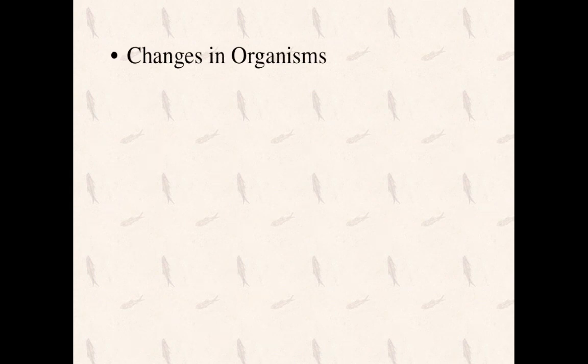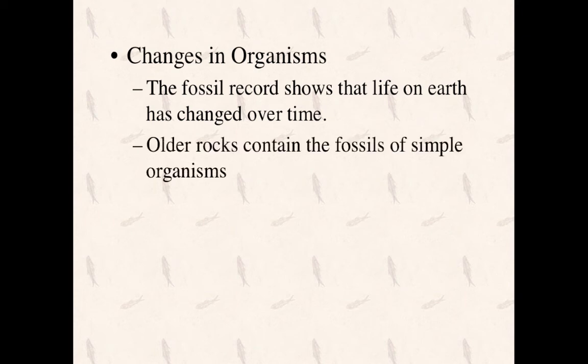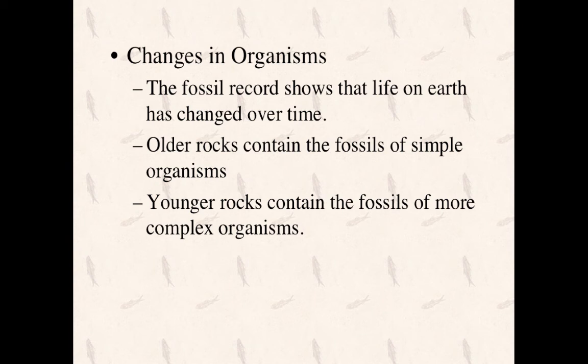Changes in organisms, we see that in the fossil record. The fossil record shows us that life on Earth has changed over time. We don't have the same kind of organisms running around here today that were running around millions of years ago. When you look at older rocks, they contain fossils of very simple organisms, while the younger rocks contain fossils of more complex organisms. So we see that over time, life on the planet has become more complex and better developed.